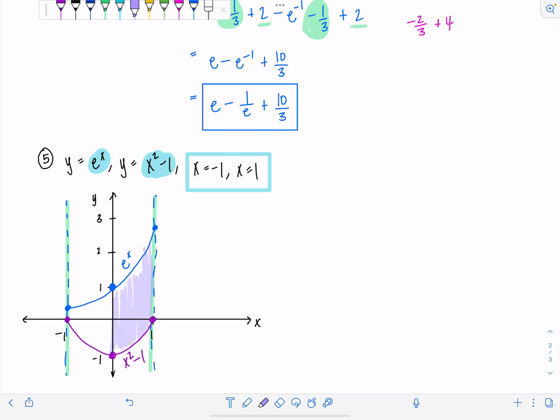Okay, so you guys tell me, is this region bounded above and below or on the left and right? Above and below, you say, yeah? Okay, I hope that's what you said. So we're going to integrate with respect to x. Let's draw our typical rectangle. Let me do a different color. Here it is.